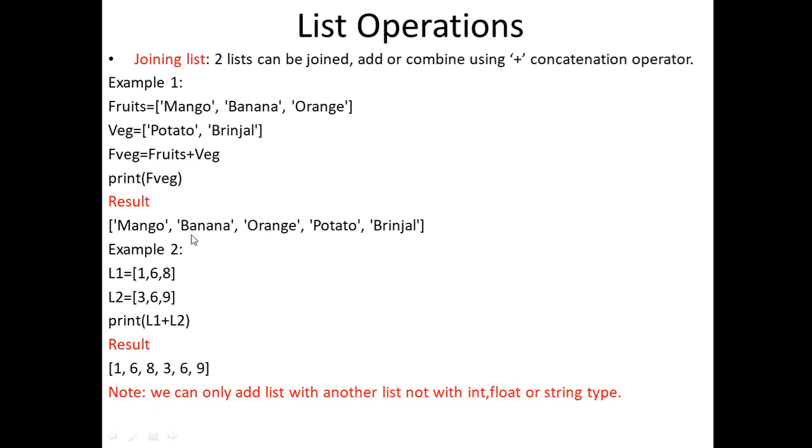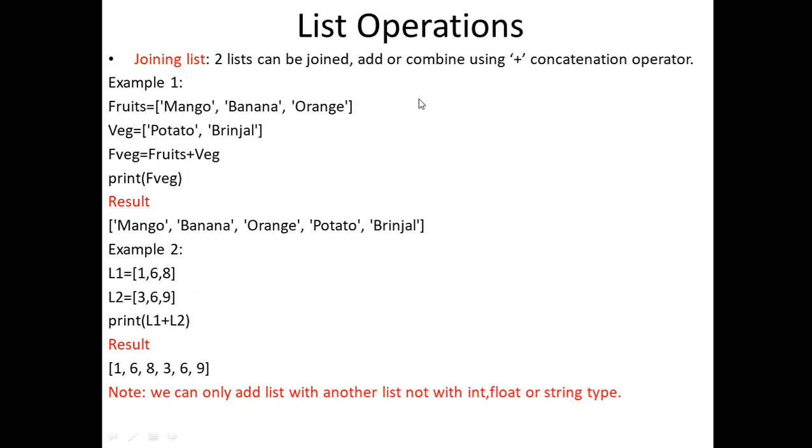Example 1 was that. That was based upon the string list. The second example shows the integer list L1 plus L2. Both the list elements will be joined together and make a third list, which is the combination of the two lists' elements, 1 6 8 3 6 9. And the note is very important here: we can only add a list with another list, not with int, float or string type. One list cannot be concatenated with any integer or float or any string value.